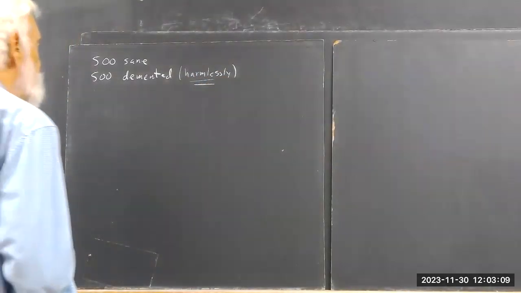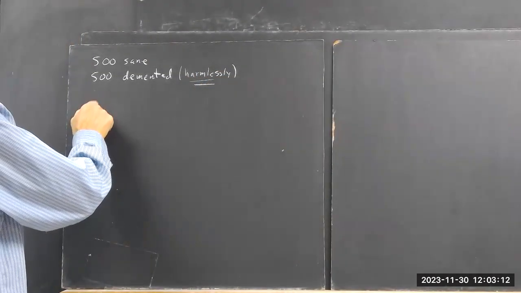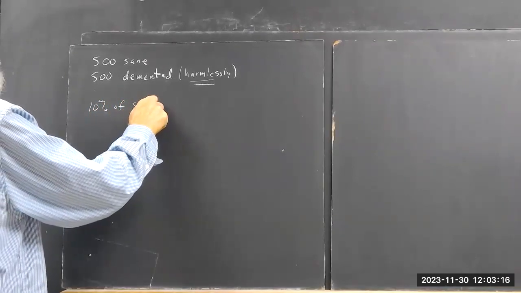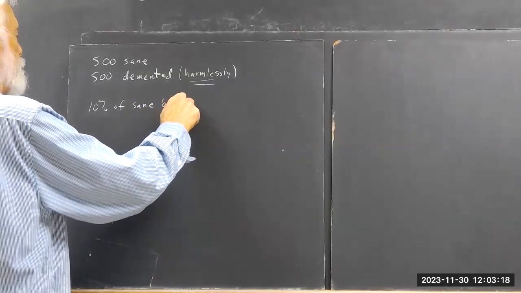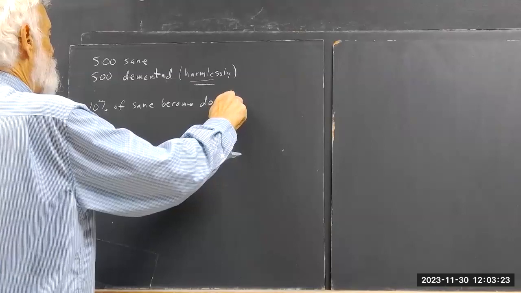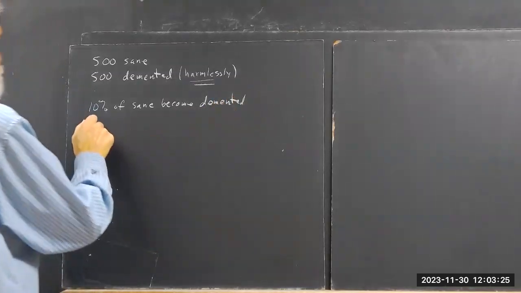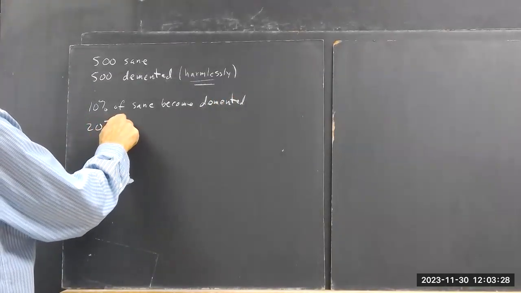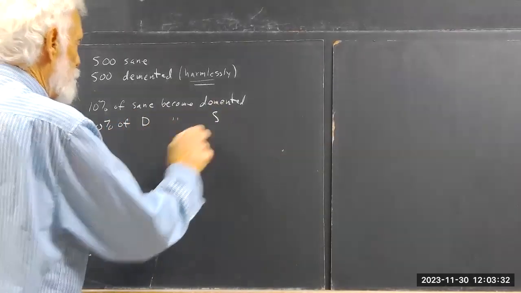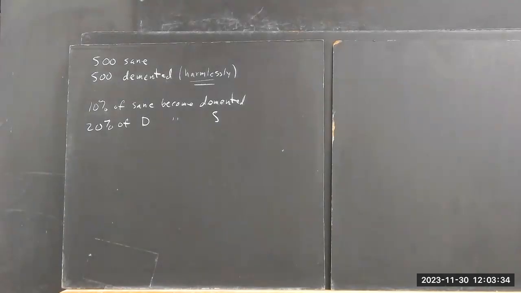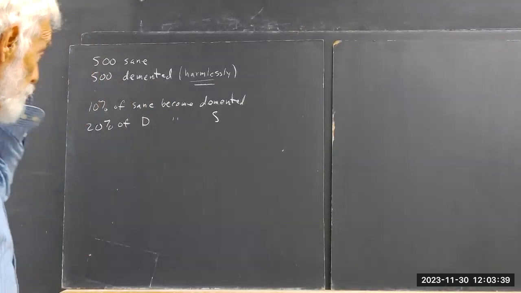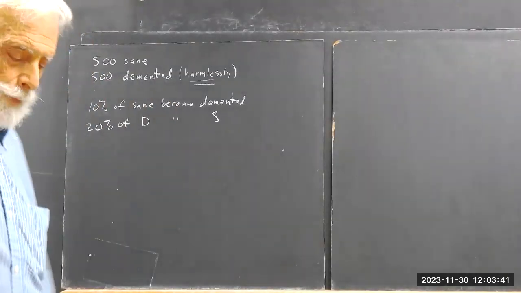Okay, so I'm going to use big D and big S for sane and demented. Okay. So 20% of the demented become sane.